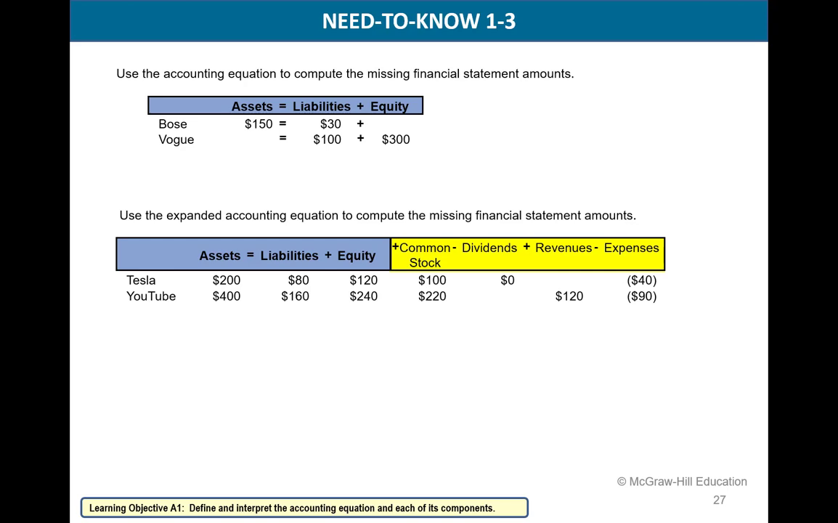Again, as a review, with the 150 of assets, we have our liabilities of 30. We subtract that, we know our equity is 120. With Vogue, the 100 plus the 300 means that our assets should be 400. With Tesla, we have $120 of equity. Common stock is 100. Expenses are 40. That means I still need $60 to equal because the 40 is being subtracted. Lastly, with YouTube, 220 in common stock, 120 in revenue, and 90 in expenses. I need to come up with $240. If I add the 220 and the 120 and subtract the 90, I get 250. Dividends subtract from common stock, as do expenses. So this is a negative 10.